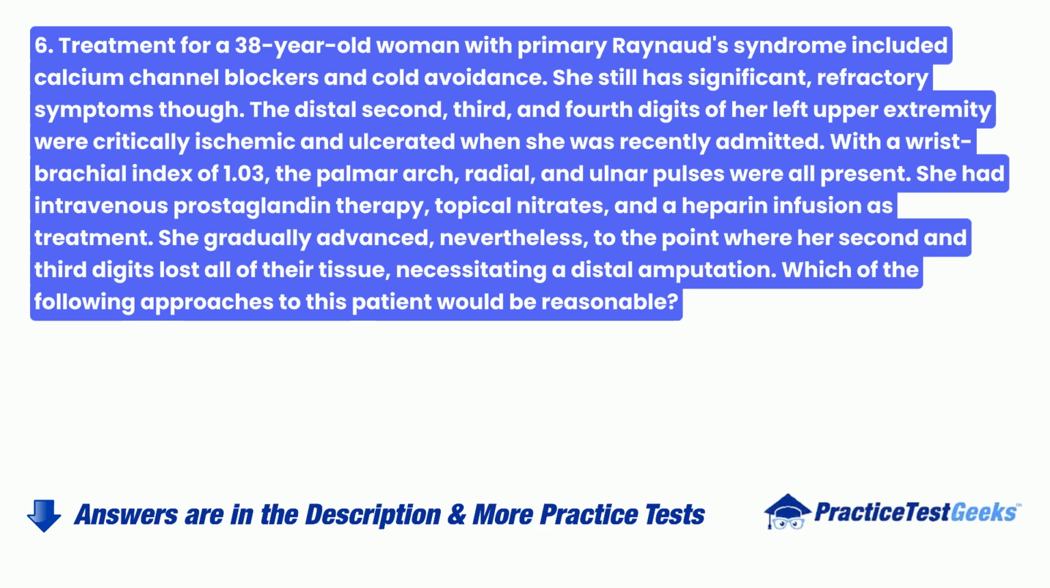She had intravenous prostaglandin therapy, topical nitrates, and a heparin infusion as treatment. She gradually advanced, nevertheless, to the point where her second and third digits lost all of their tissue, necessitating a distal amputation. Which of the following approaches to this patient would be reasonable?